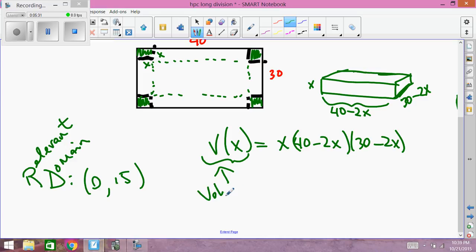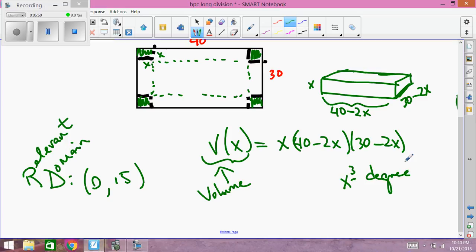That is the volume, and what we want is for this number to be a maximum. Okay, so you might want to think about this just because we've been talking about polynomials. So this is going to be what degree of polynomial? It's going to be cubic, and it's going to be positive because we have a negative times a negative times a positive, which is going to give us a positive.